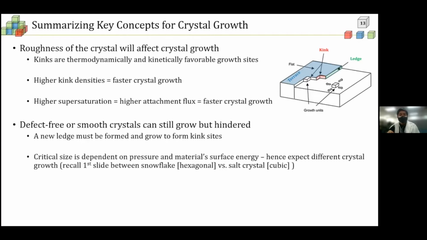And similarly to the first video that I presented in the first slide, there is also a dependency on our material. So the surface energies of the material, the pressure of the system, and likewise the lattices, for example, the snowflake on water being hexagonal, and salt crystal being cubic, would also have different growth shapes.